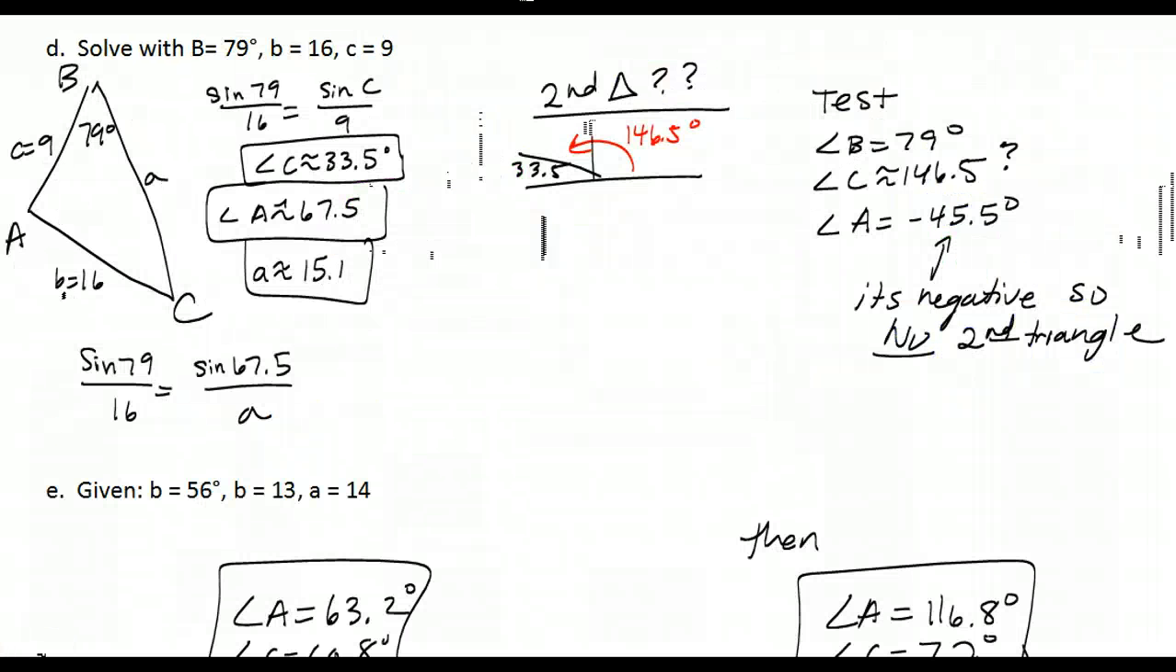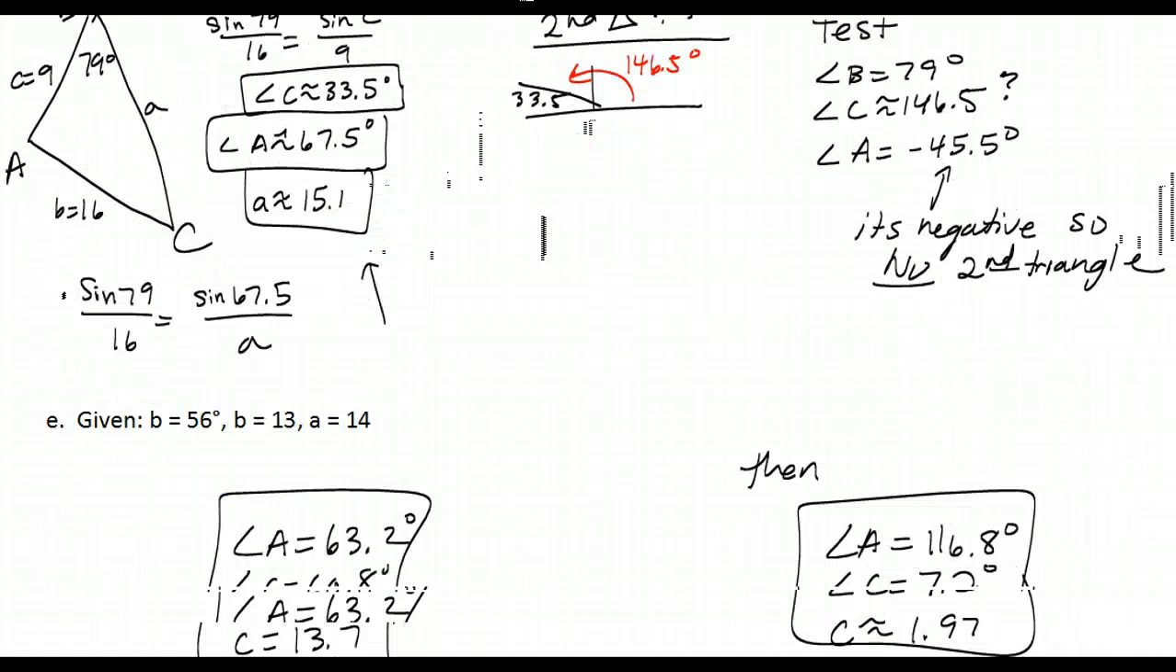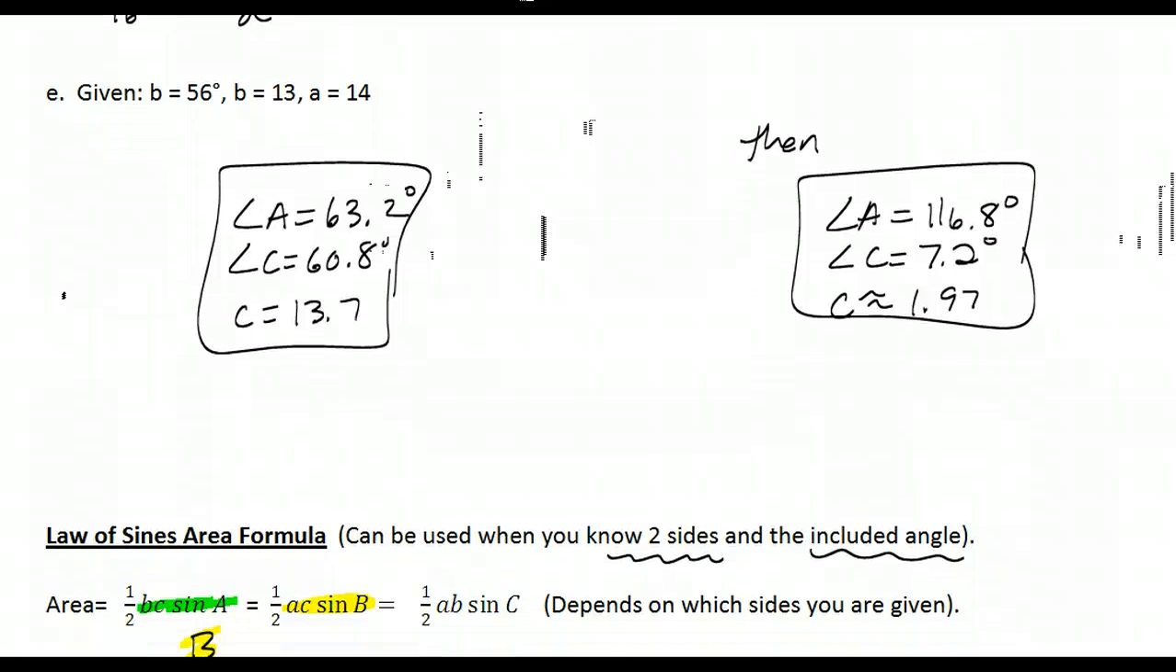All right, here's the answer to D. The first triangle is angle C is 33.5, angle A is 67.5, and side A is 15.1. There is no second triangle for example D. For example E, there are 2 triangles, and here they are.